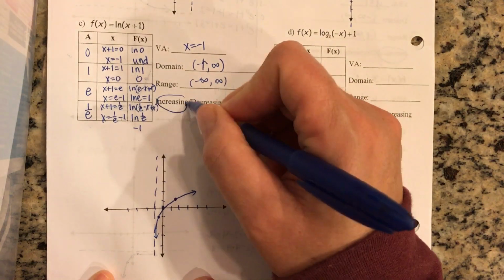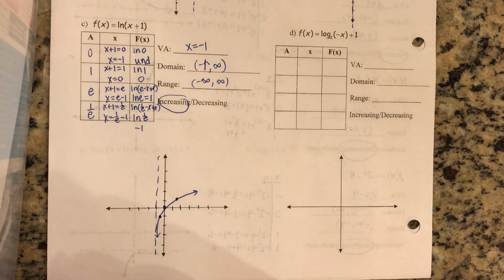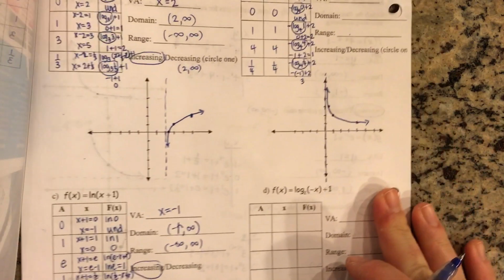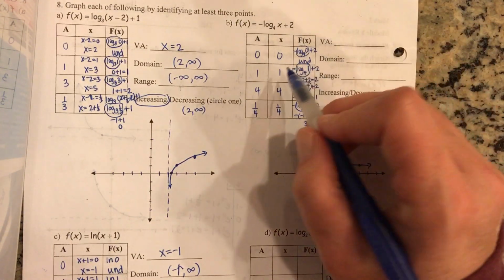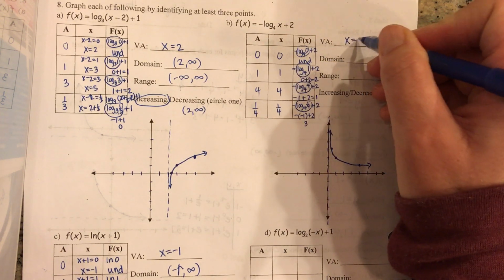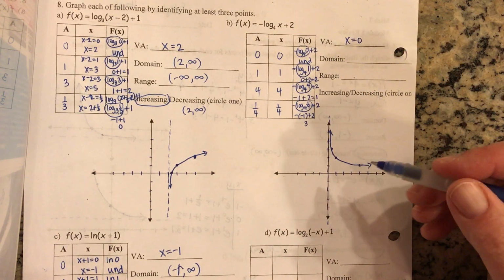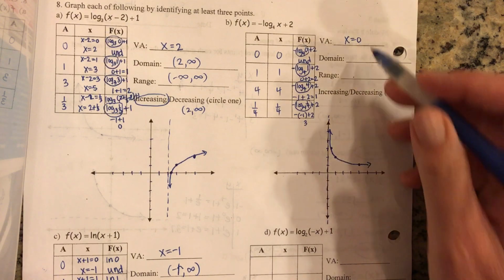So this is increasing. Oh, I just realized I didn't answer any of those questions on the last problem. Shoddy work. Okay, then let's do it right now. We'll pretend like that didn't happen. My asymptote is going to be x equals 0, which I did put in here. I just didn't write it up here.